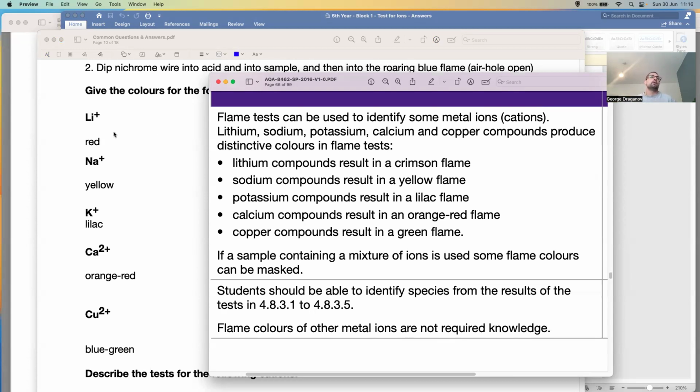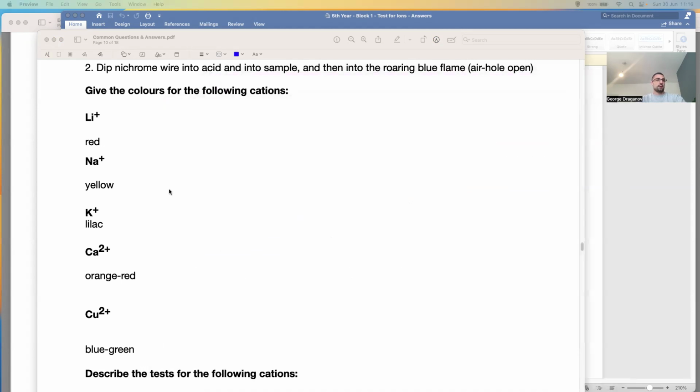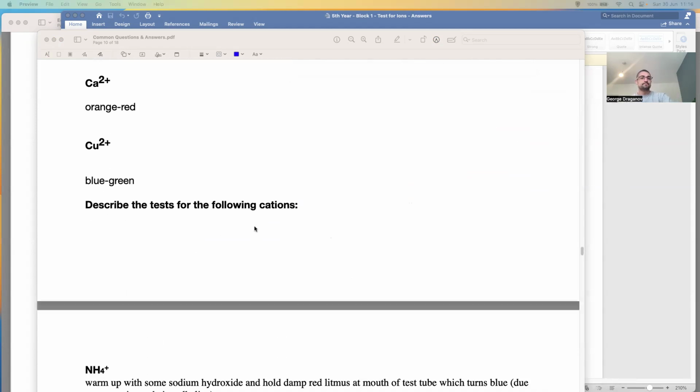And another difference is that in Edexcel, people say lithium ions are red. Here they say lithium compounds are crimson. Okay, so a slight variation. Just learn whatever is relevant to you, so you can please the examiner. That's taken exactly from the syllabus, by the way.